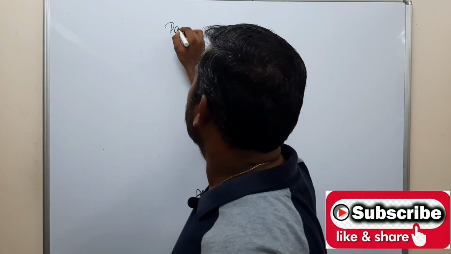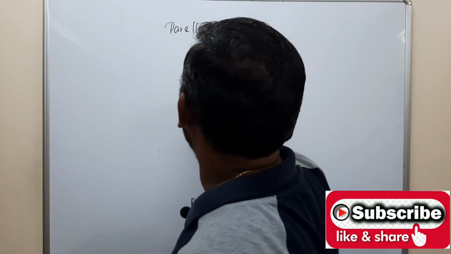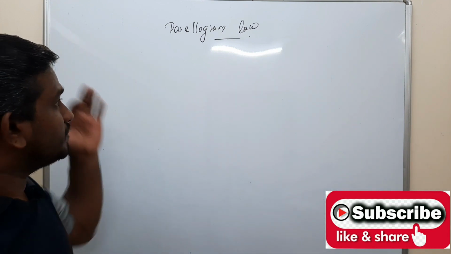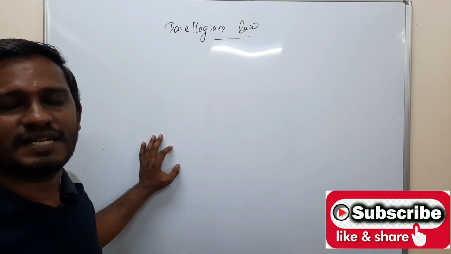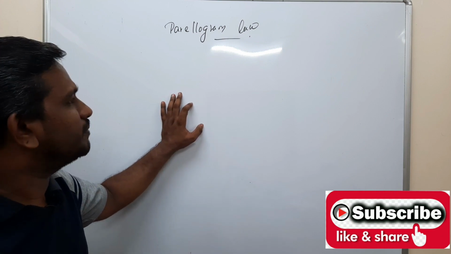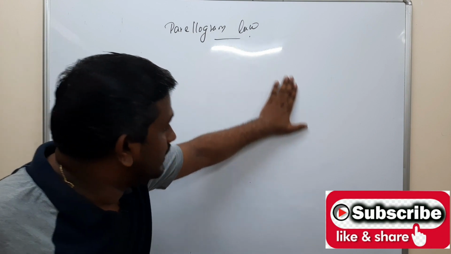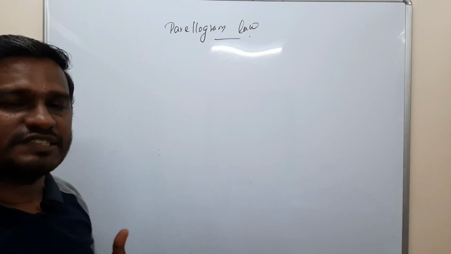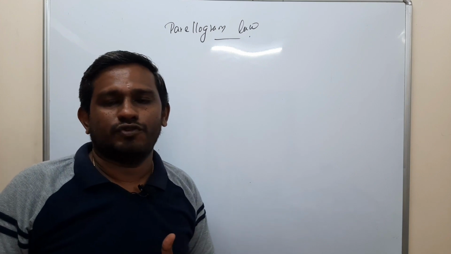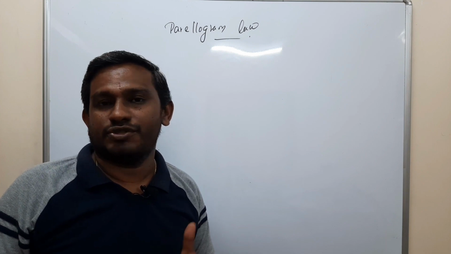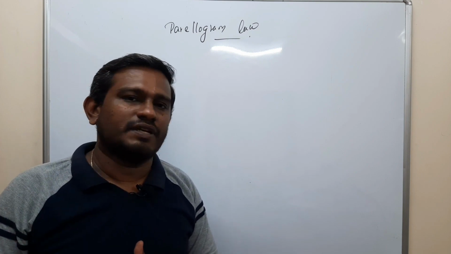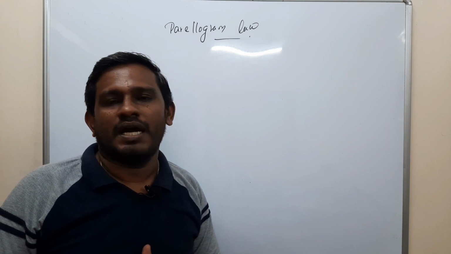So next is the Parallelogram Law of Vectors. If two vectors, both in magnitude and direction, are represented by the two adjacent sides of a parallelogram drawn from a common point, then the diagonal represents the resultant of these two vectors drawn from the same point. That is called the Parallelogram Law of Vectors.